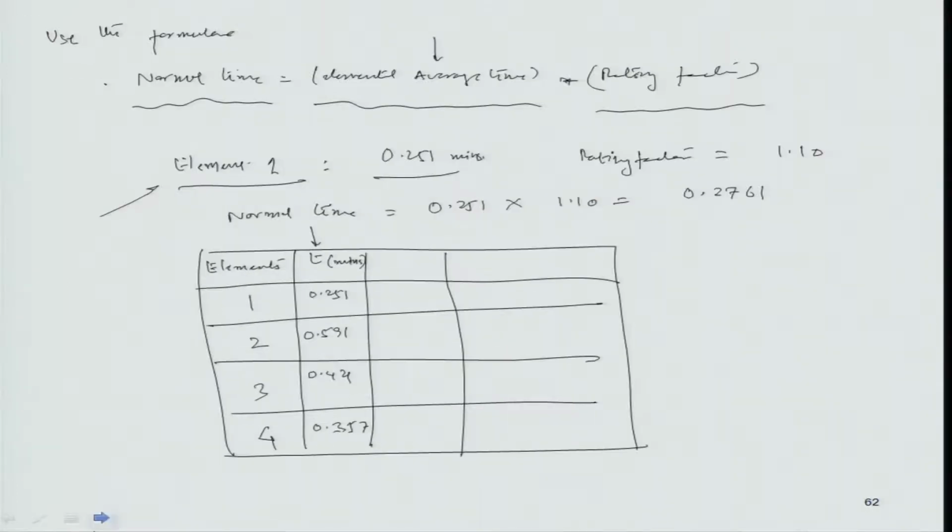The rating factor is assigned. So the RF is assigned to be 110% for the operator working on the first task element. Okay. And let us say 1.15 here, 1.10 here, and 1.05 here. Okay. So now there can be 2 issues.